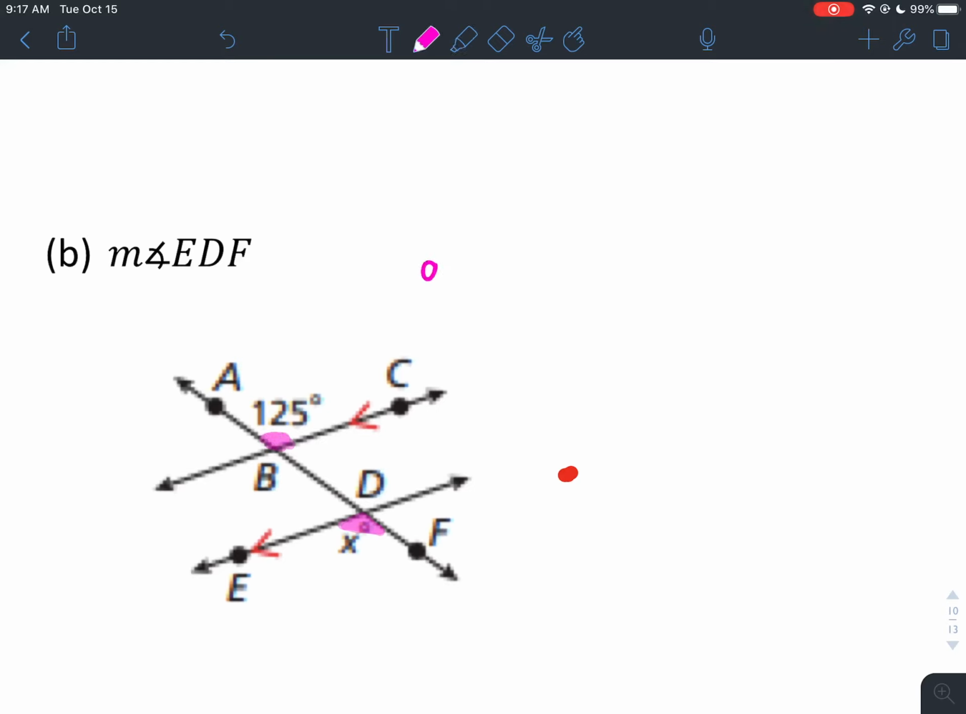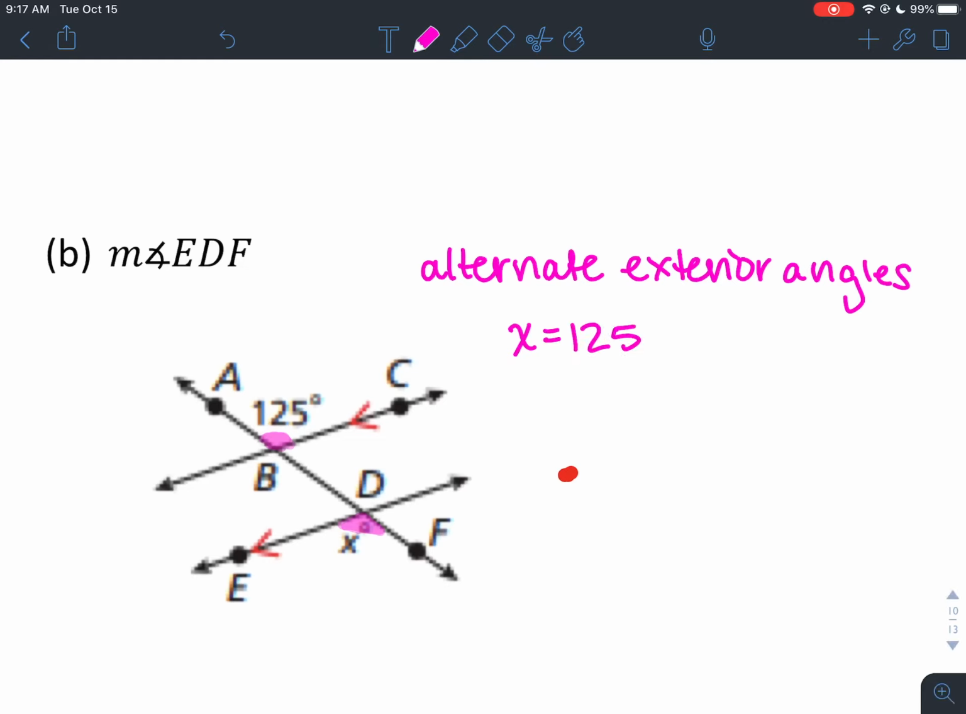So I'm going to write alternate exterior angles. And what I know about alternate exterior angles is that they're congruent if and only if those lines are parallel. Lines are parallel, so that means they're congruent, which means they're equal. So x equals 125 degrees.